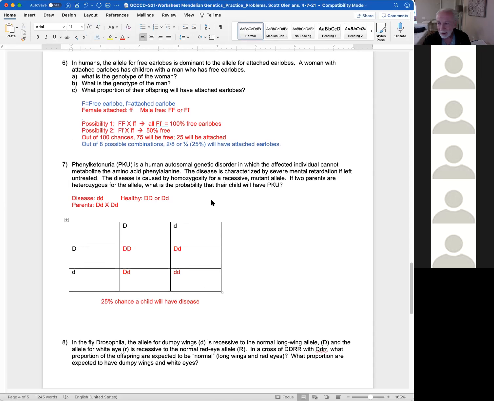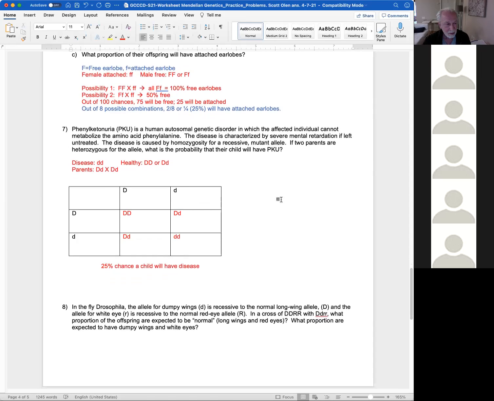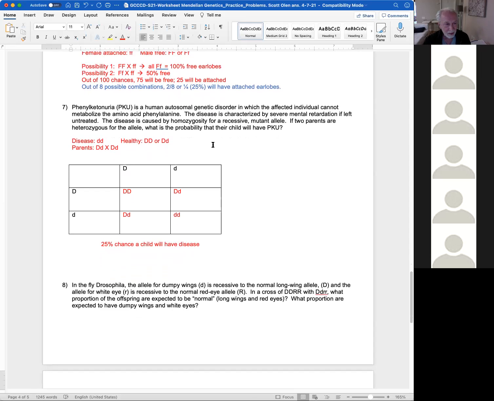And Professor, it doesn't matter to the girl or the boy, right? For the chance that they will have with this disease. Right, and you've put your finger on an important point. The very first sentence here refers to autosomal. So that excludes any sex linkage. Doesn't matter if it's a boy or a girl.